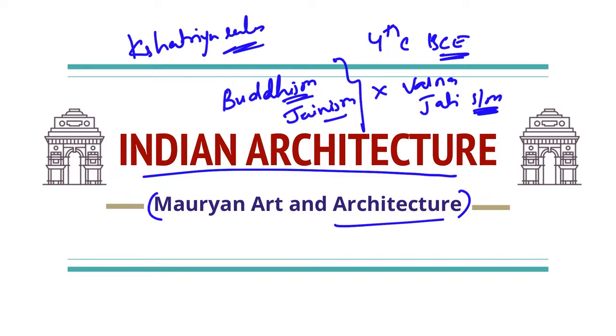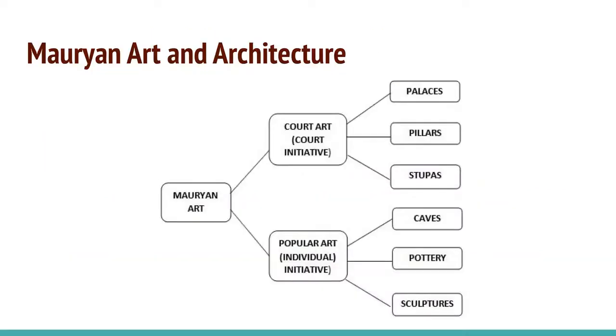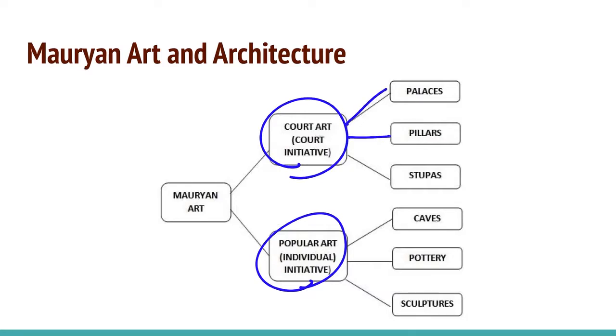And the Mauryans established their power. So we see a clear demarcation of architecture and sculpture which developed under state patronage and those which were developed by individual initiative. Therefore, Mauryan art can be classified as court art and popular art. Court art includes palaces, pillars and stupas, and popular art includes caves, pottery and sculptures.